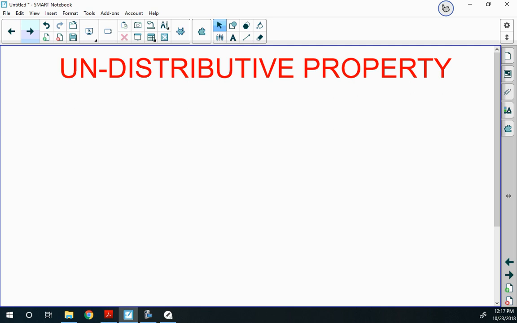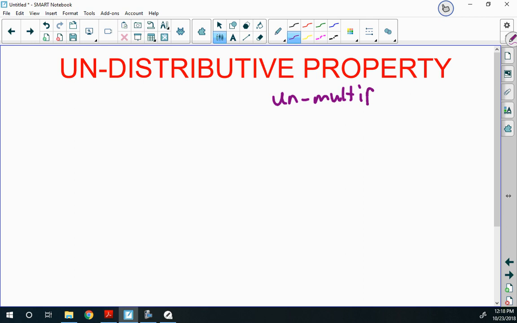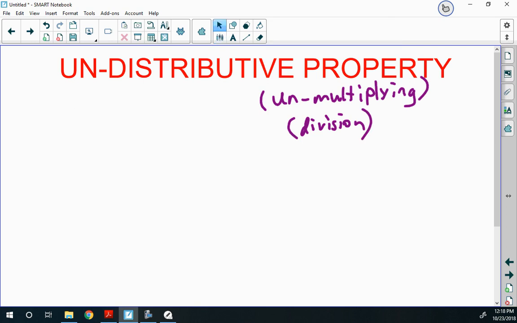Division. Somebody said it. Wow. So this is going to be unmultiplying. You know how long it took my second period class to come up with that? Took them a minute. So the undistributive property is going to be unmultiplying or division.